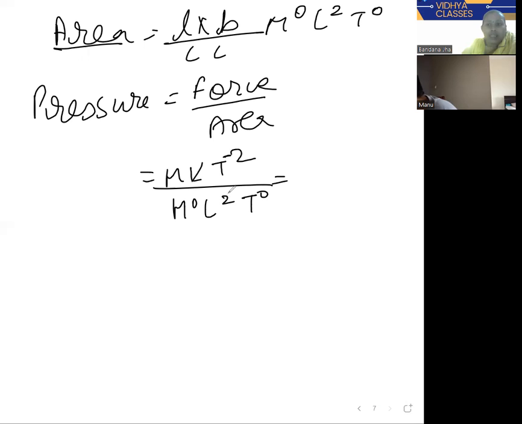L and L get cancelled. How much will be left? Only 1 L. L and L get cancelled, right? Yes. So how much is left? ML minus 1, T minus 2. That is the dimension for the pressure. Yes. So equal. ML negative 1 to the power of 2. Yes, got it.